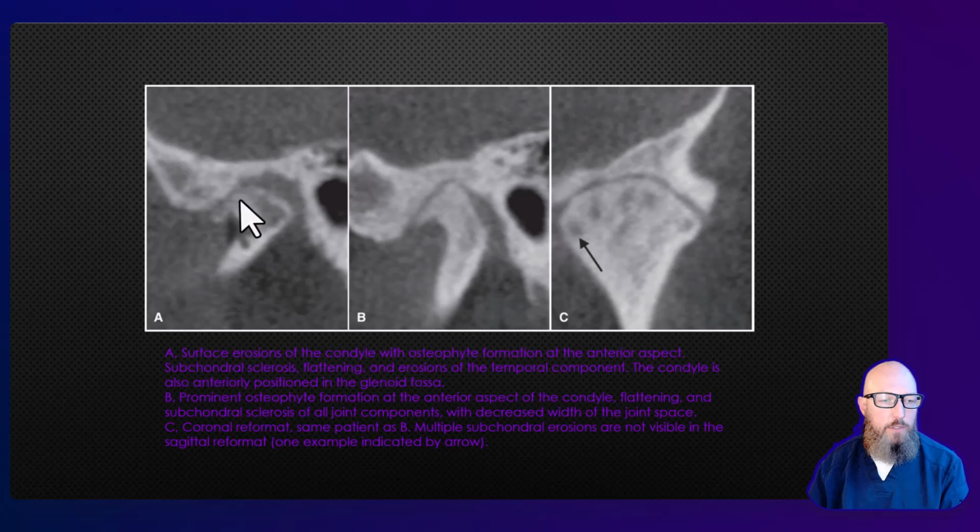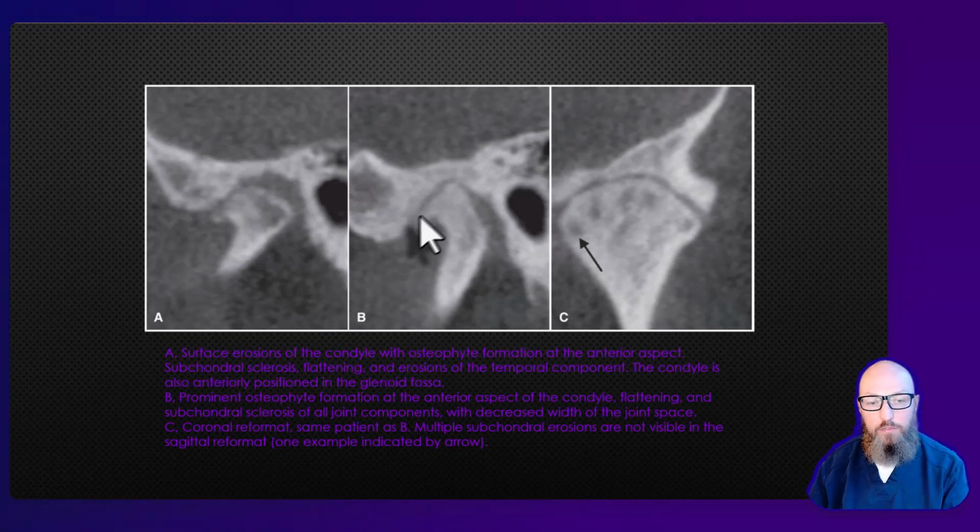Here's a case. What do we see over here? Hopefully you can start to recognize this now. Some flattening, some sclerosis in the condylar head, little osteophyte formation. But there's also little radiolucencies going through that cortical outline. So this looks like erosions on the surface.